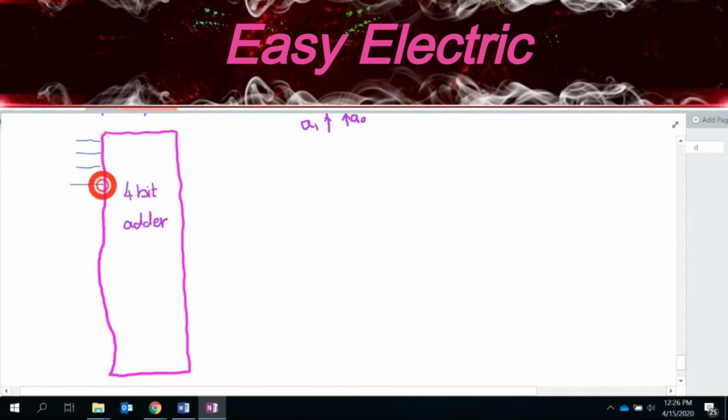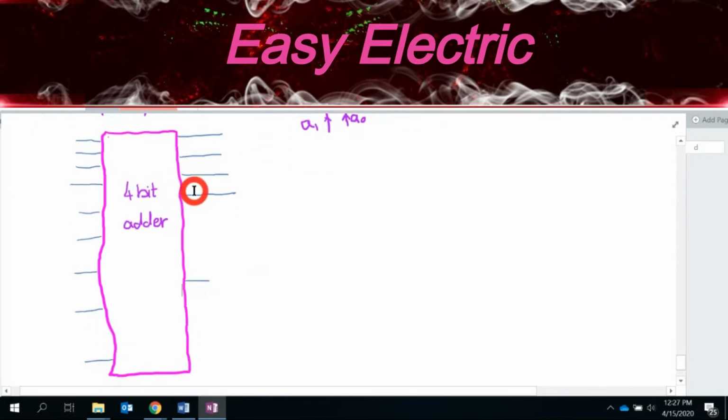So you have 4 inputs, 1, 2, 3, 4 for X, and another 4 for Y. So this is 1, this is 2, this is 3, this is 4. And you also have 1 carry here, Cn. So this is Y, this is X. How many outputs do we have? We actually have 4, which is 1, 2, 3, 4. Definitely you also have the carry out in your 4-bit adder. We already talked about the 4-bit adder.